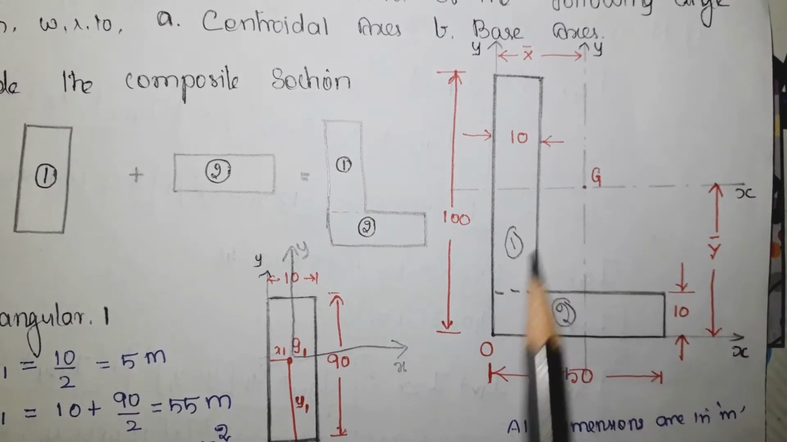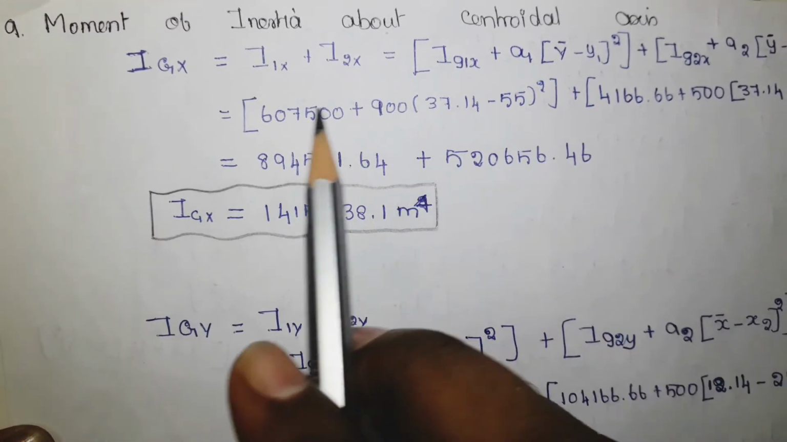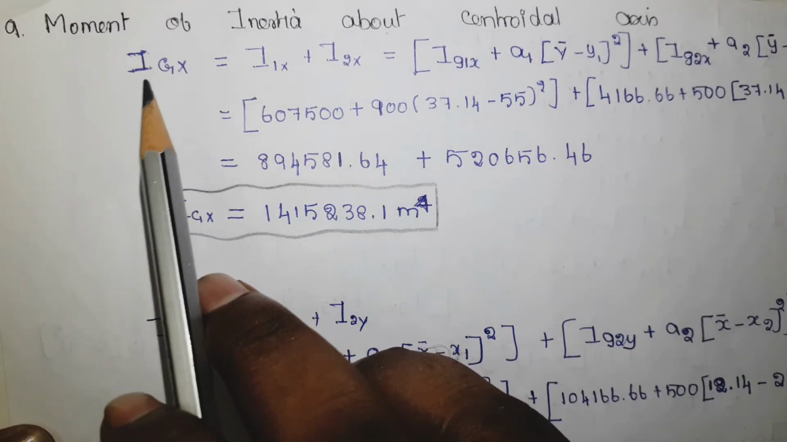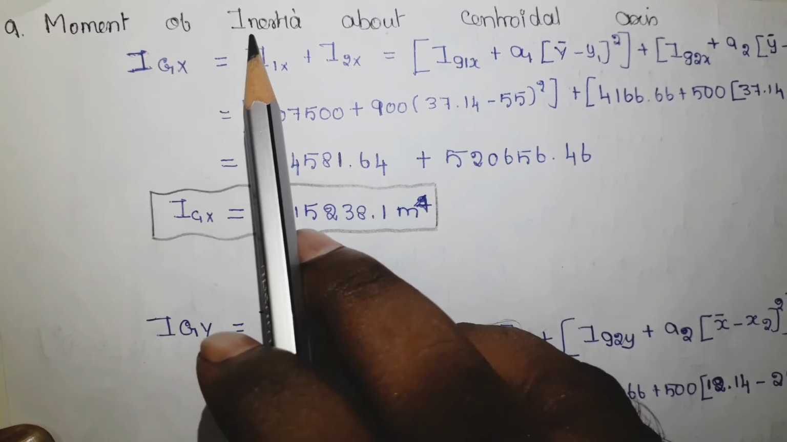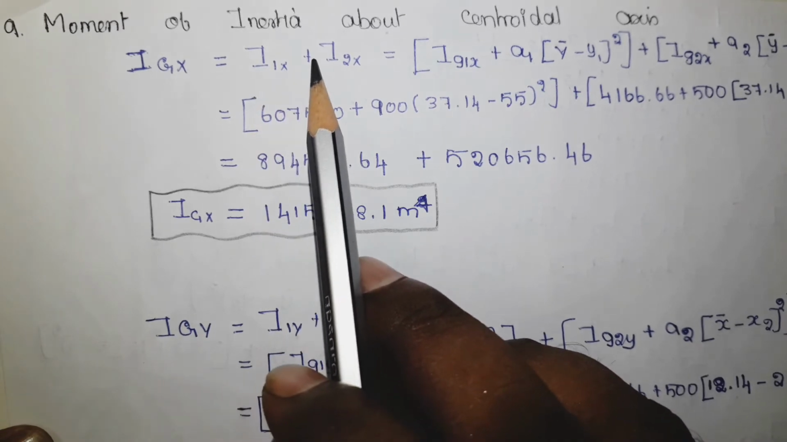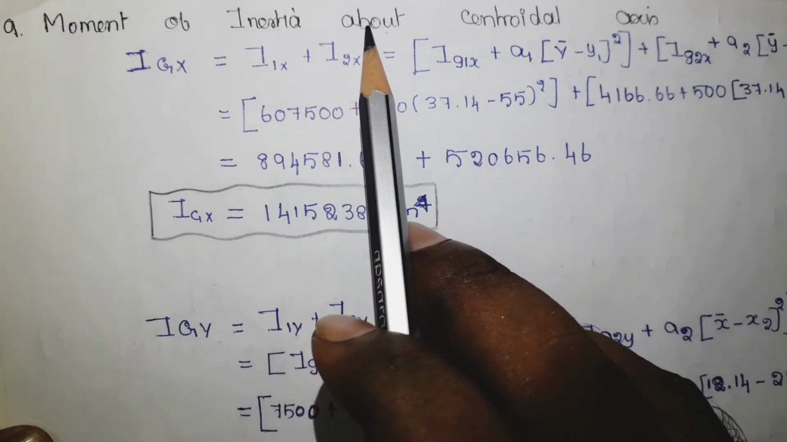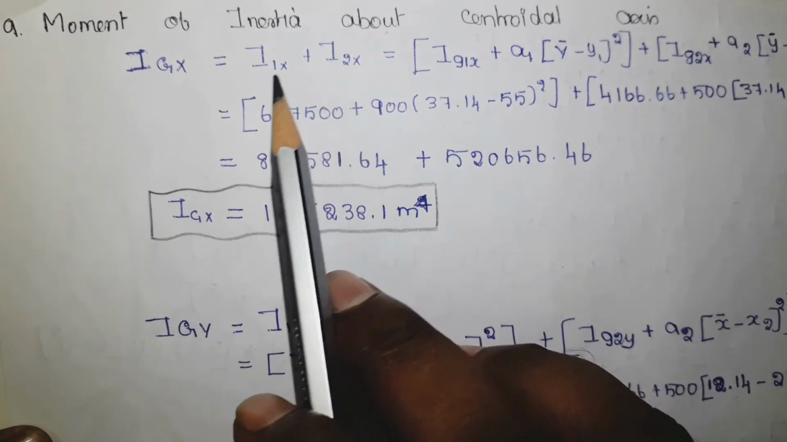Now next one is you have to find the moment of inertia with respect to this centroidal x-axis and centroidal y-axis. The moment of inertia about centroidal axis. The first one, moment of inertia with respect to centroidal x-axis, is equal to moment of inertia for the first section, first rectangle, plus moment of inertia for the second rectangle. So you have to find separately, then you have to add.